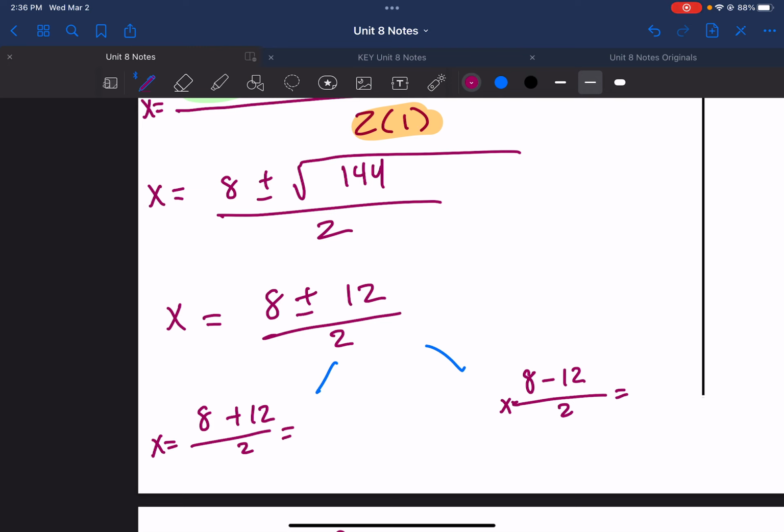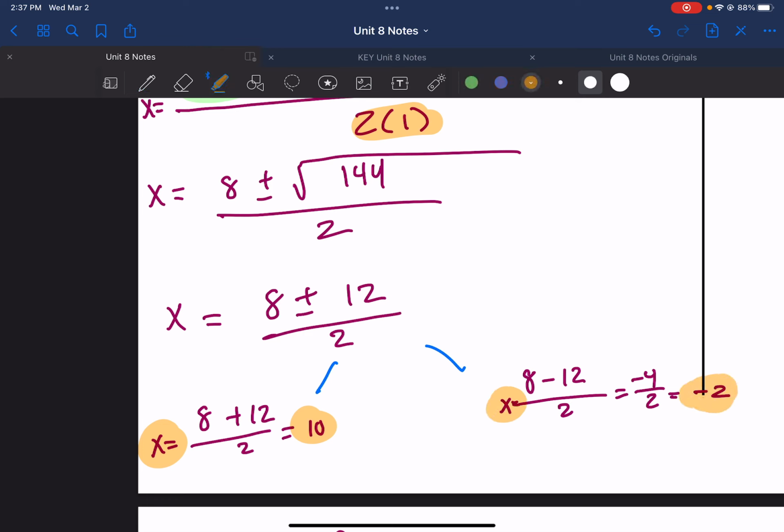All right, so 8 plus 12 is 20, divided by 2 is 10. So here's one of my x values right there. It's not a negative 10, it's a positive 10. All right, so we have that. And then let's solve the other side to figure out what the other side is. 8 minus 12 is a negative 4. So we have negative 4 over 2, which is a negative 2. So there are my two answers right there.